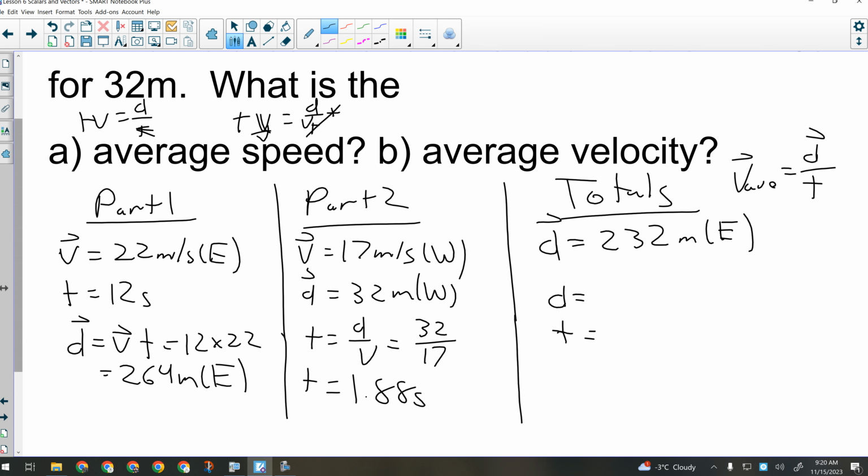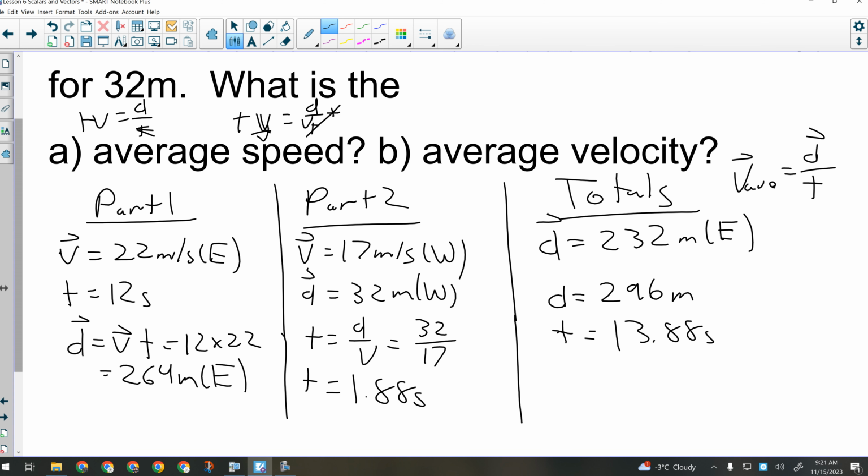Just add them. Direction doesn't matter for that, so that'll be 296 meters, I believe. And what do I do with the times? Add them. So 12 plus 1.88 is 13.88 seconds. All right, now can I calculate the things the question wanted?